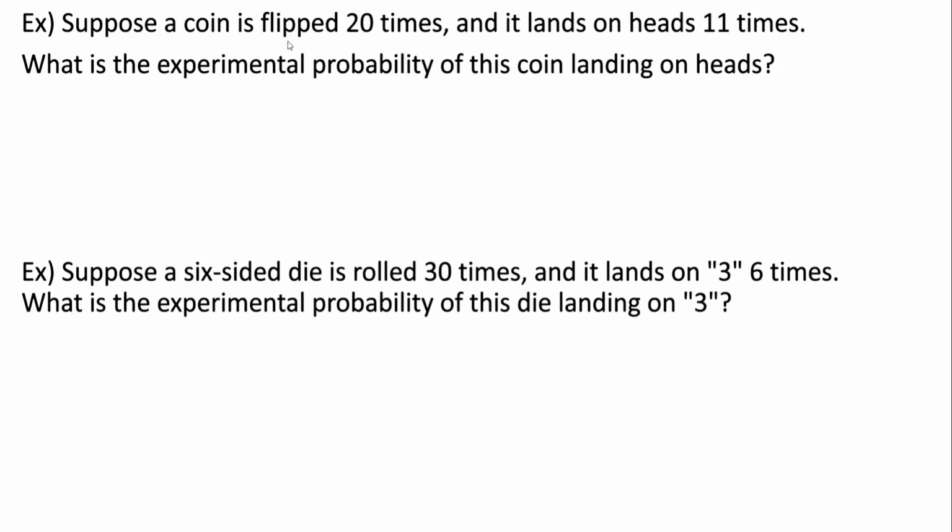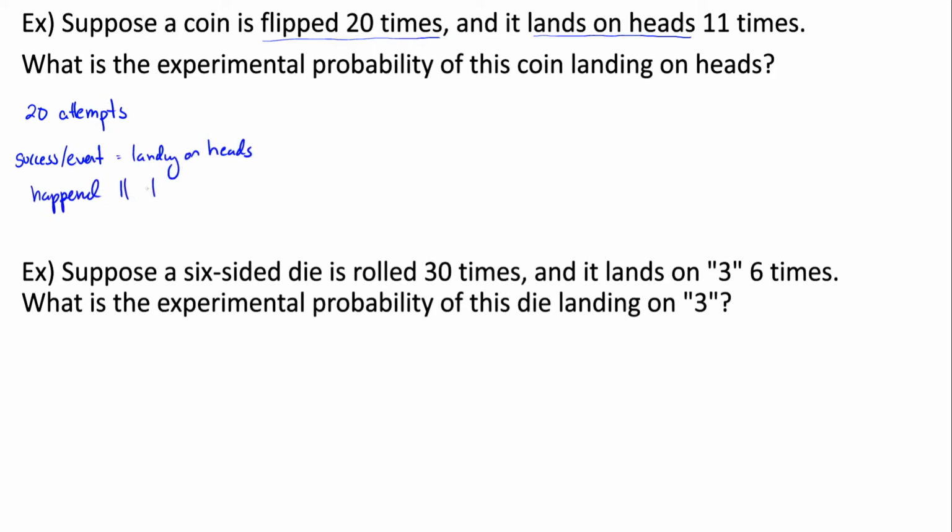First, let's suppose a coin is flipped 20 times and it lands on heads 11 times. What is the experimental probability of this coin landing on heads? So we flip the coin 20 times, so we have 20 attempts, and the event or success we're looking for is landing on heads. And this happened 11 times. So our experimental probability of landing on heads would be 11 out of 20, or 55%.